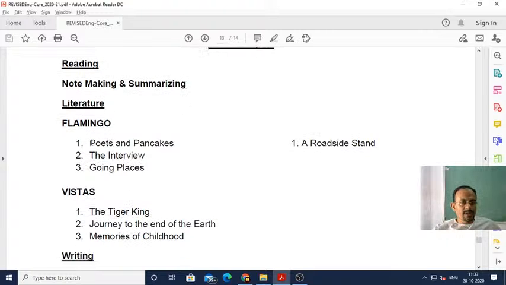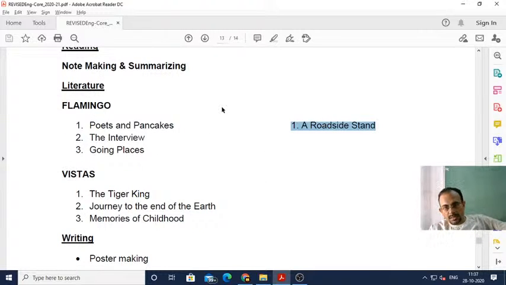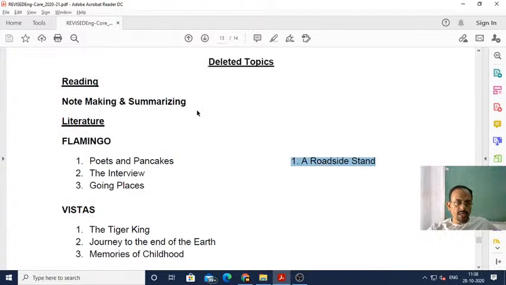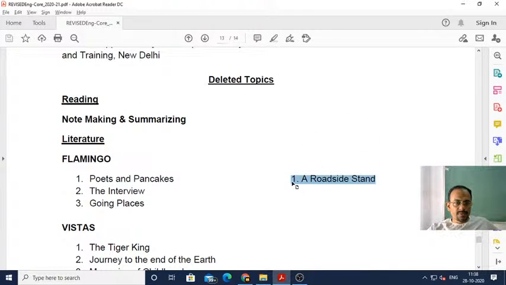Next, from literature, Flamingo: Poets and Pancakes has been deleted, The Interview has been deleted, Going Places deleted, Roadside Stand is also. Achha, Roadside Stand is deleted now. But we have already gone through this lesson, right? Okay, no matter. Roadside Stand is deleted, dear students. You don't need to write. It seems it has been deleted from the syllabus.